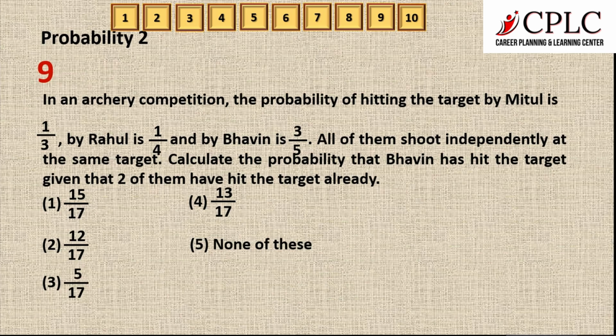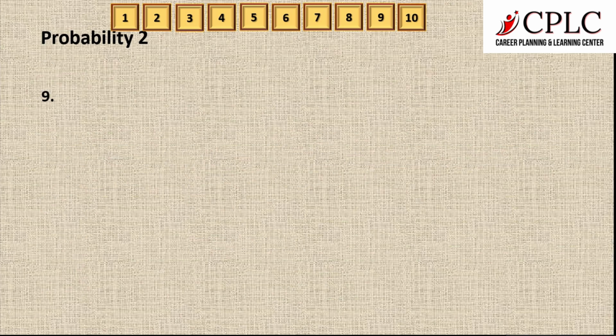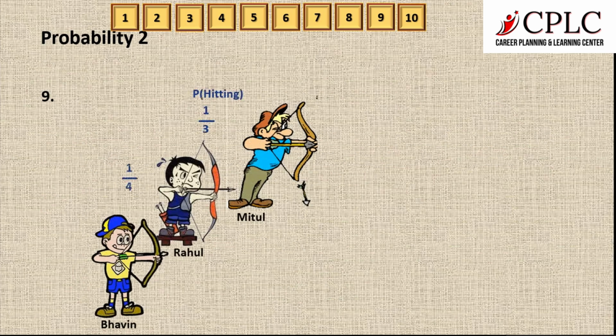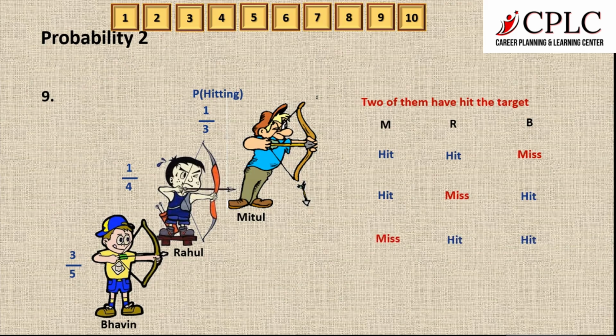So first of all, let's try to calculate what can be the combinations given that exactly two of them have hit the target. Hitting probability is known to us. Three cases, two of them can hit the target. Exactly two, which two, we don't know. So let's take the cases. First scenario, Mitul and Rahul are hitting, Bhavin is missing. Second scenario, Mitul and Bhavin are hitting, Rahul is missing. And third scenario, Mitul is missing and Rahul and Bhavin are hitting.